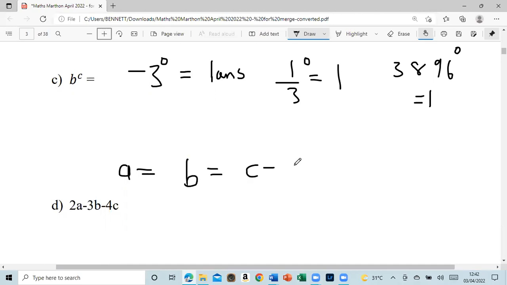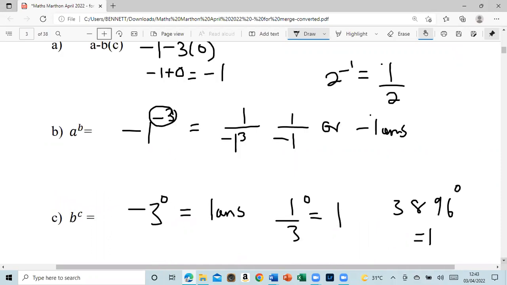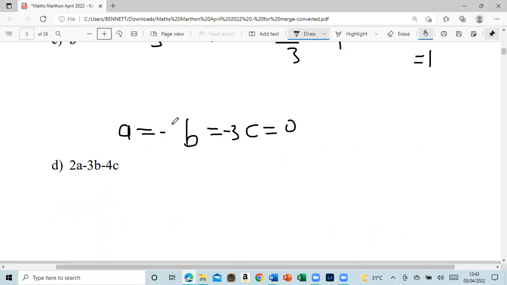We know C is 0, we know B is -3. And A, what was A again? A is -1. So, all right, work these out, guys. This is called substitution, right? So you just substitute the values and work out and see what you get. So work that out, guys, and let me know what you get.